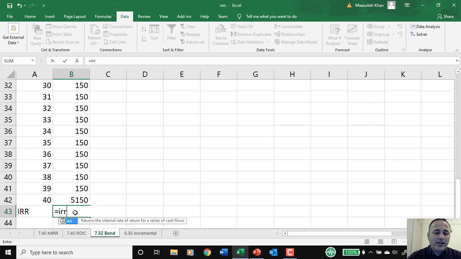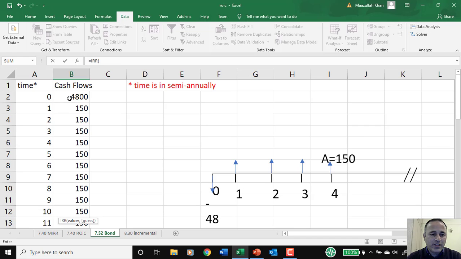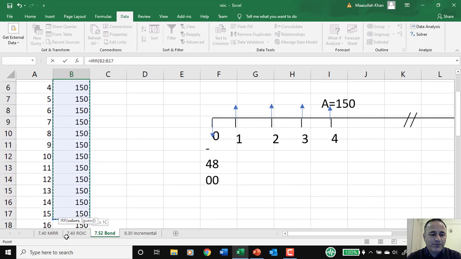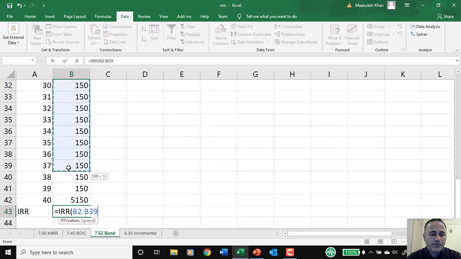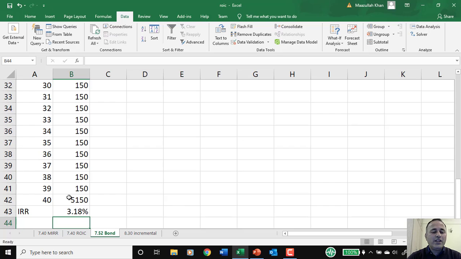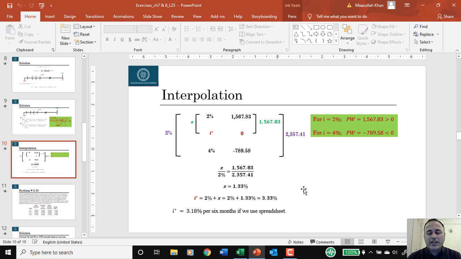So this is the way you calculate IRR. So IRR, double click on IRR. It says values, so let me provide the range for the values. I choose all the cash flows, and then I provide a guess number, let's say 1%. You can provide any guess, that's not a problem. It's 3.18. So straightforward, nothing technical.